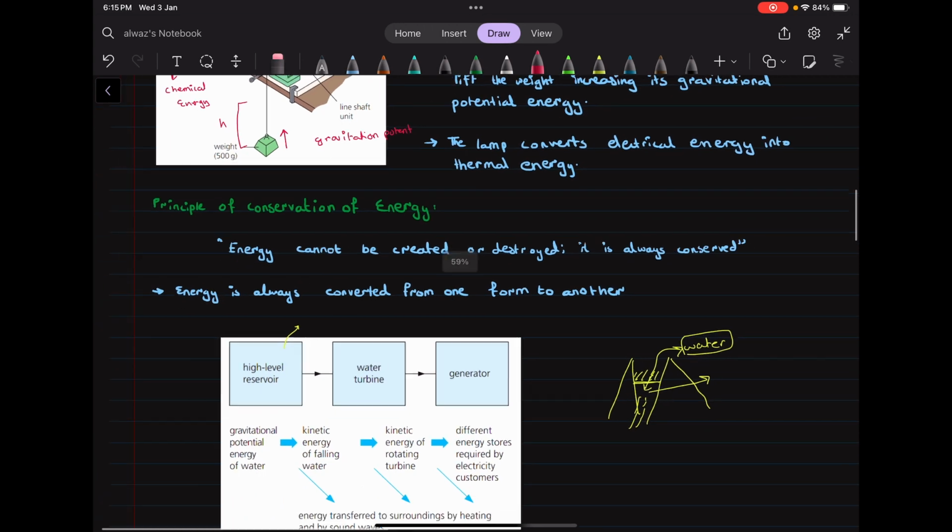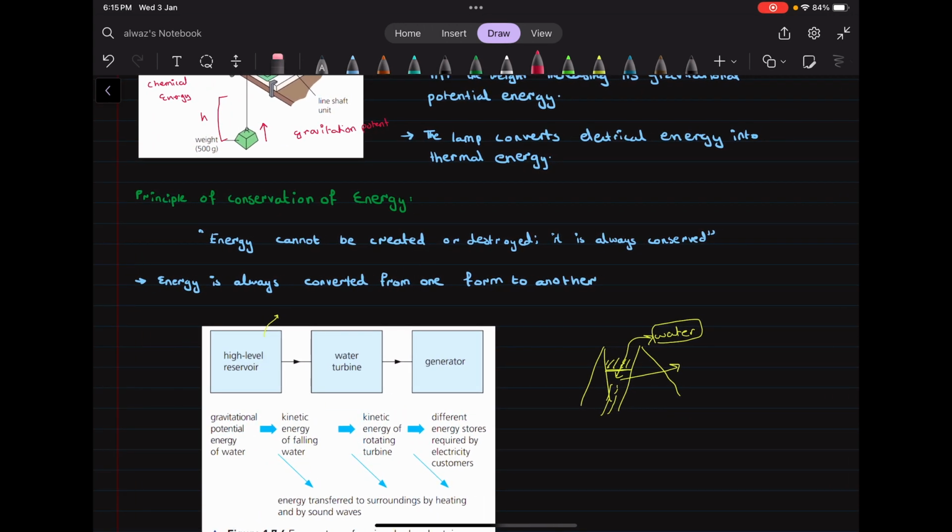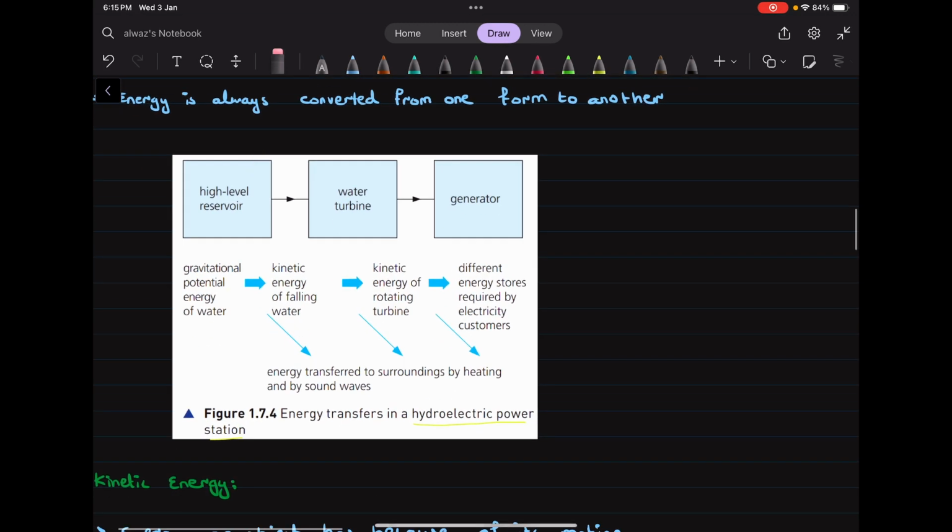So the next thing we have is the principle of conservation of energy. It says that energy cannot be created or destroyed. It is always conserved. If we have energy, we cannot make energy, we cannot destroy energy, we can just convert it from one form to another. This is going to help in our questions as well, as we'll talk about this concept a bit more. But now, just to put a basic foundation, let's see this example that they're talking about.